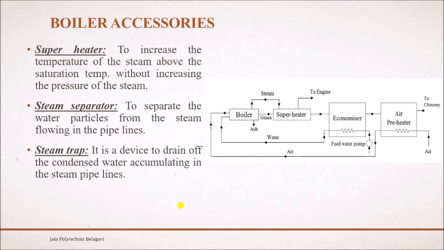Next, steam trap. Again, it is a device to drain off the condensed water accumulating in the steam pipeline. Once the steam separator separates the water particles from the steam, whatever condensed water is there has to be drained off. That is done by the steam trap. The steam trap drains off the condensed water which is accumulated in the steam pipelines.